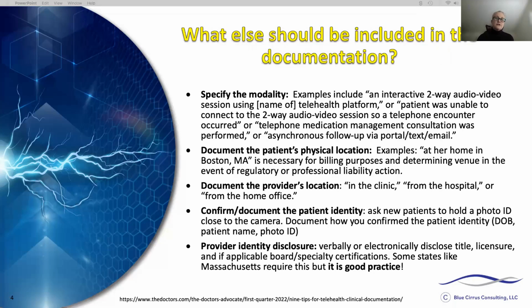You might have also used asynchronous or store and forward type of information, like information back and forth on the portal or text messages, pictures, emails. You want to document the patient's physical location. Examples might be that the patient was in her home in Boston, Massachusetts. It's necessary for billing purposes and determining the venue in the event of regulatory or professional liability.